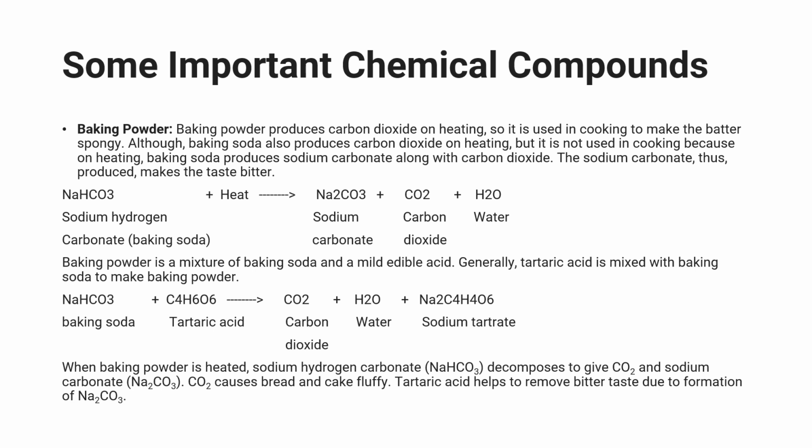Baking powder is a mixture of baking soda and a mild edible acid. Generally, tartaric acid is mixed with baking soda to make the baking powder. When baking powder is heated, sodium hydrogen carbonate decomposes to give carbon dioxide and sodium carbonate. Carbon dioxide causes bread and cake to be fluffy. Tartaric acid helps to remove the bitter taste due to the formation of sodium carbonate from baking soda.